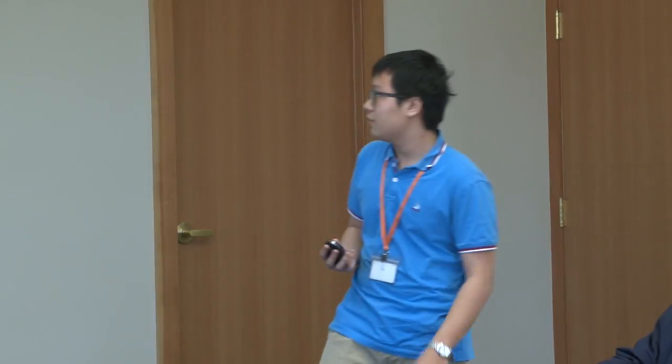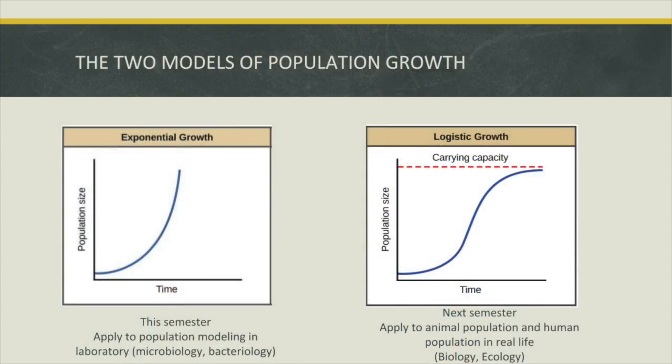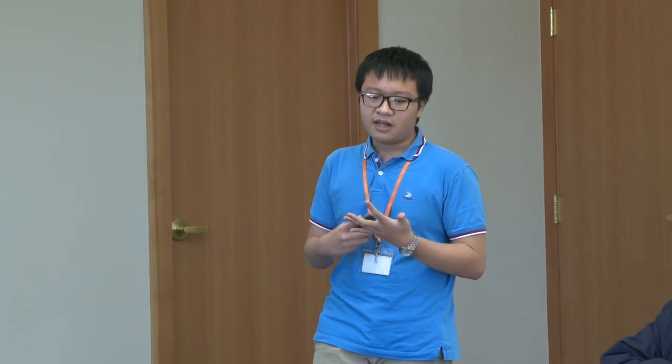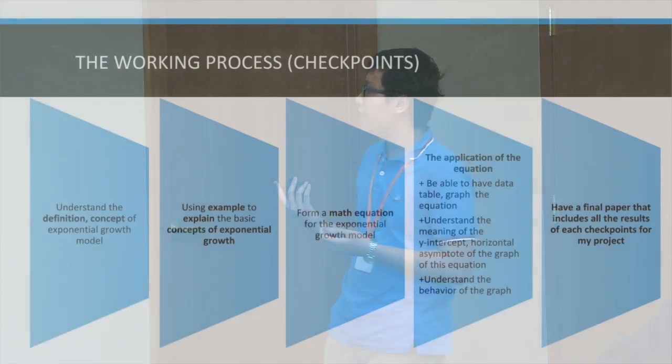As I've learned on the internet, there are two different kinds of population growth models. The exponential growth model can be applied to population models in the laboratory when we study bacteriology and microbiology. The second one uses the growth rate and carrying capacity and can be applied to animal populations and human populations in real life. In this semester, I will focus on the definition of basic concepts and the application of the exponential rules.